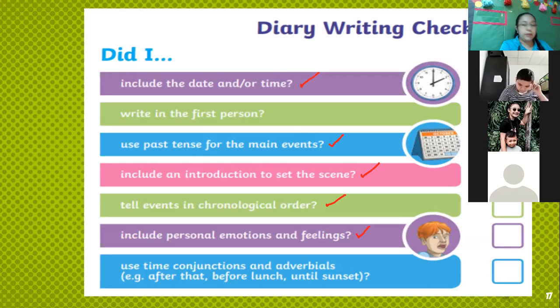Good job. Okay, the first one is include the date and the time. We use past tense for the main events. That means you write the verbs in past. Okay, take, took, eat, ate. Yes, all the verbs you write in past because this is an action that you have already done. It's not possible that you write in present or maybe in future. So you write in past, exactly.